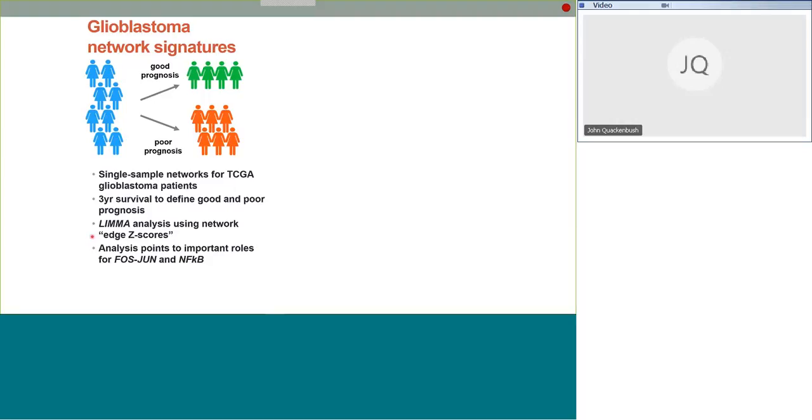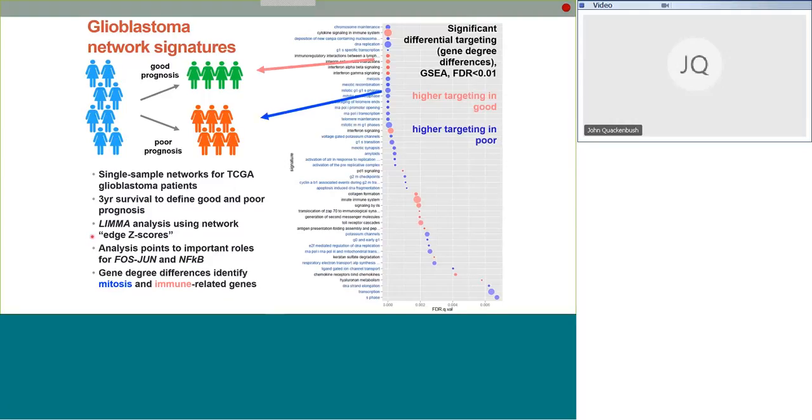And what she found were important roles for edges that were initiated either at FOS-JUN or at NF-kappaB, and that when you looked at the targets for those genes, what you start to see is a differential targeting in good and poor prognosis. Then when we look at the functions associated with that targeting, what we start to see are processes like mitosis associated with poor prognosis and immune response associated with a good prognosis in patients. So what we've been able to do in looking at gene expression is to understand that gene regulatory networks are a way of defining phenotype.